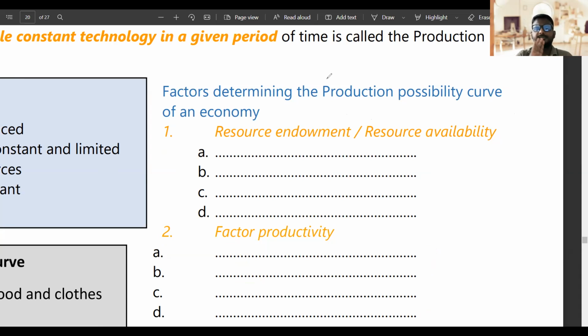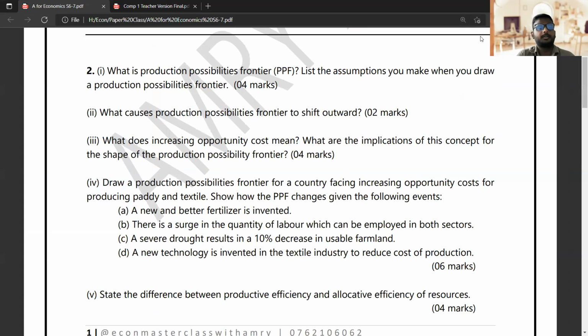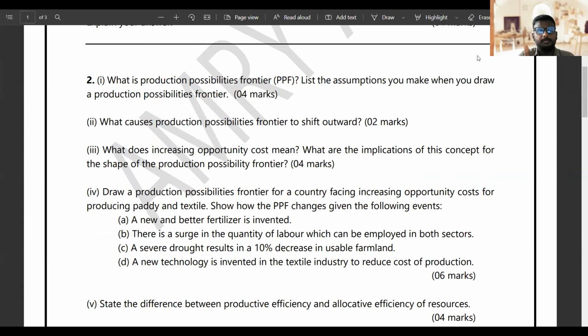So 2 marks, very basic, simple answer. What causes the production possibility frontier to shift out? Increase in availability of resources, increase in factor resource productivity. That's it.